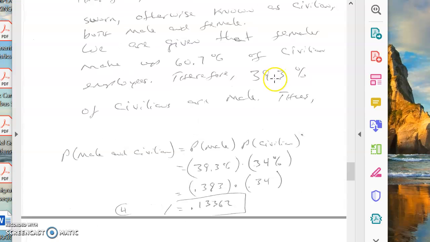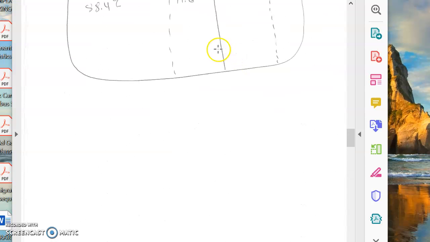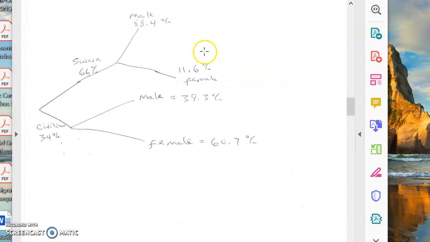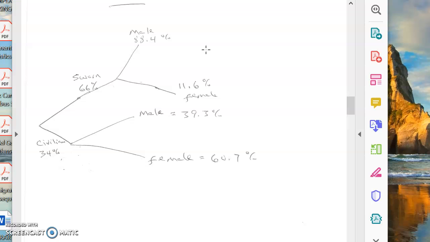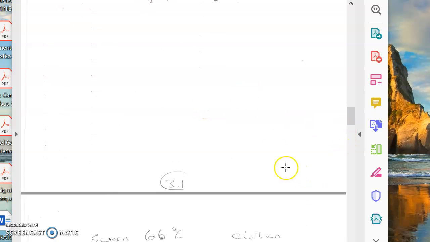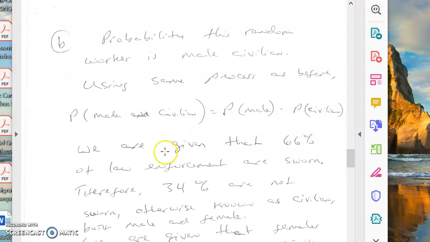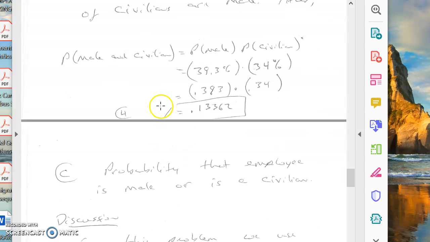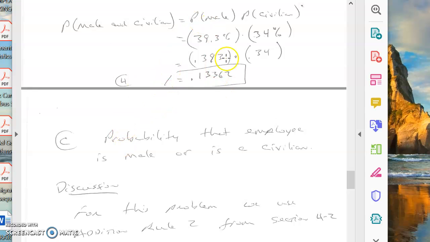Okay. Now I think that if you go back to the tree, it's very helpful, because we want them to be a civilian. That's 34%, what we just talked about. 34% are civilian, and then of those 34%, 39% are male. So on this tree, you go down this branch, then you go down this branch. It's 34% times 39.3%. So the trees are well worth your time. Okay, so let's get back down here again. All right, so we came up with the final answer for B.